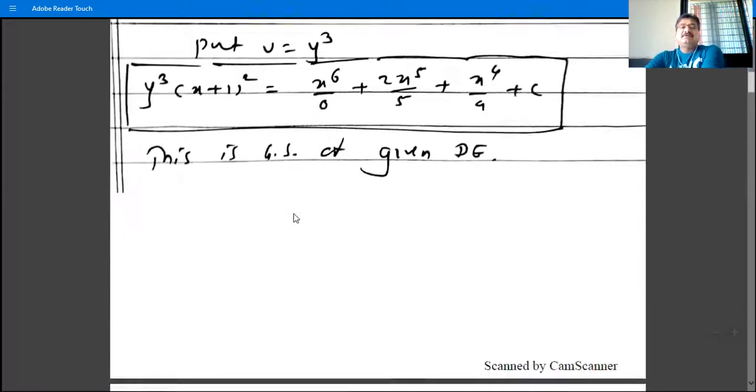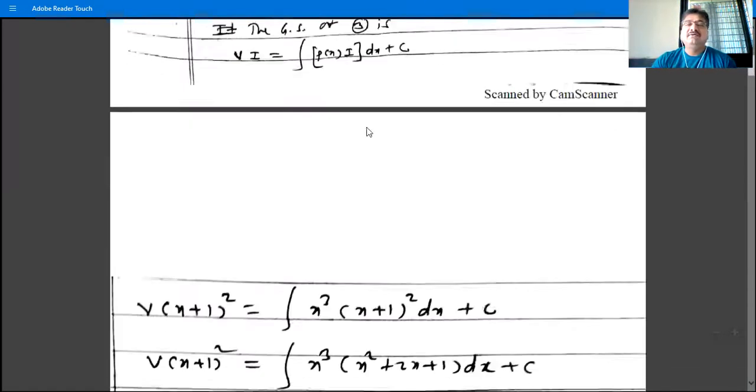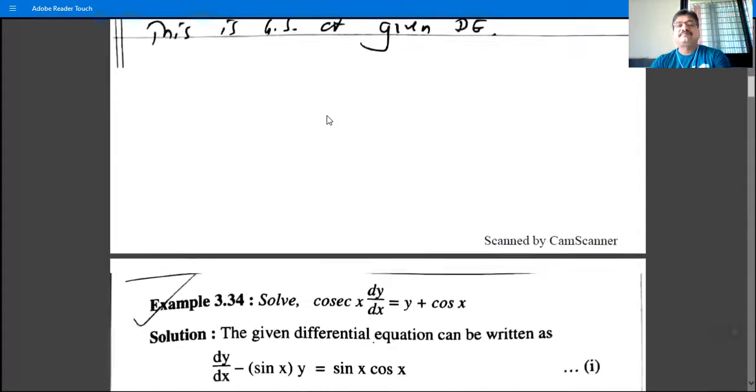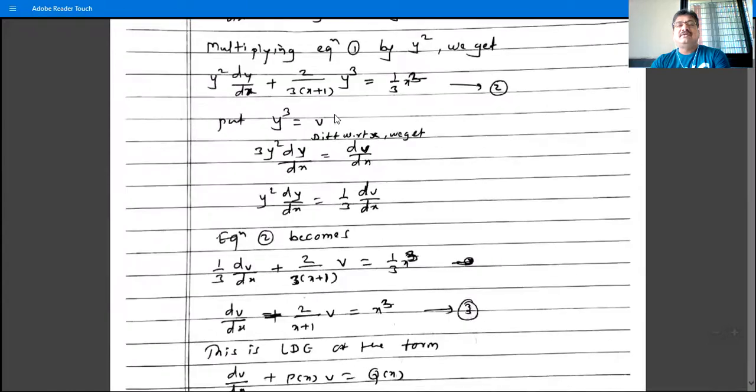So in the same problem, if we replace y by x and x by y, we have the answer. So write 3 dx by dy plus 2 x by (y plus 1) is equal to y cube divided by x square. Take this problem and solve, we have the answer. So this is the type of Bernoulli's differential equation.